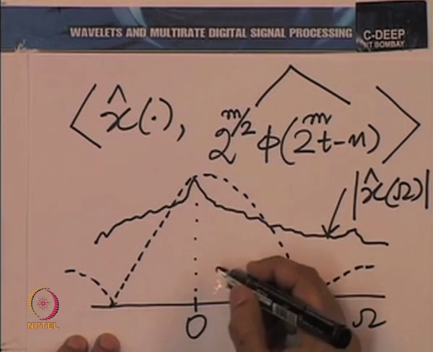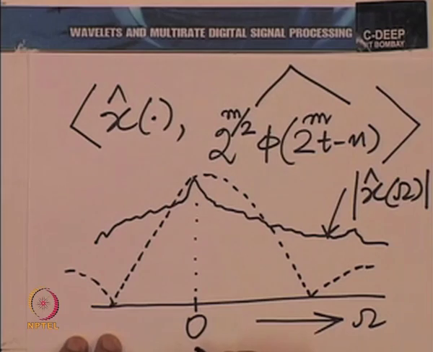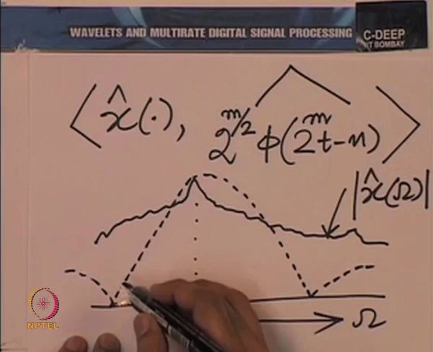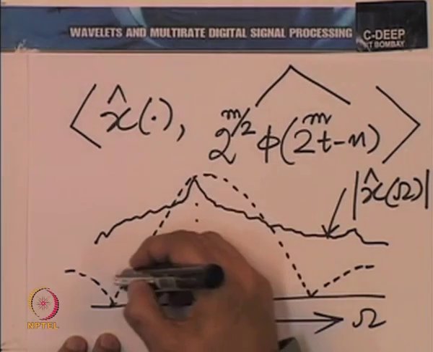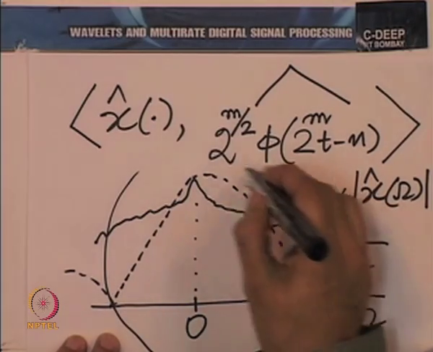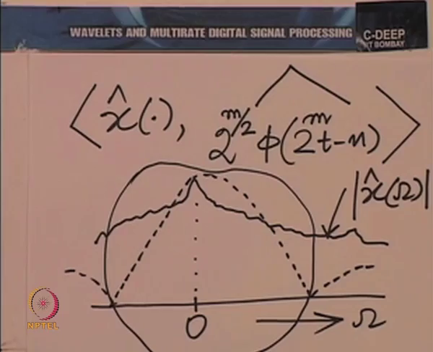When you multiply them, their magnitudes are going to get multiplied. And therefore, essentially, you are going to extract this band, so to speak. In a notional sense, we are going to emphasize most the area of the Fourier transform around the main lobe of phi.